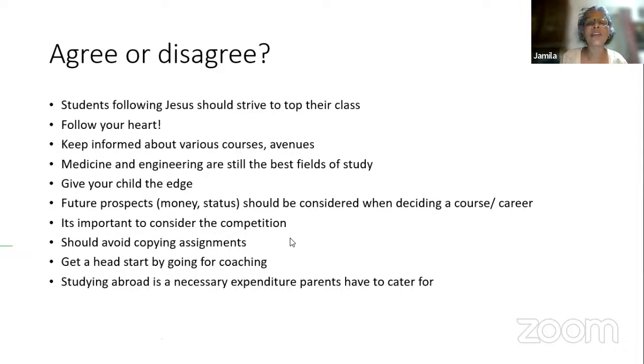It's important to consider the competition. This is what some people say, and what will be told to you in coaching classes. Again, the competition element comes in and you need to figure that out. You should avoid copying assignments. I'm sure we would all agree with that, so we should teach our children that. Get a head start by going for coaching. Again, the competition element. Studying abroad is a necessary expenditure parents have to cater for.